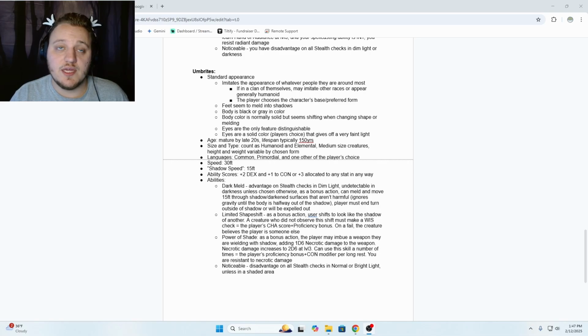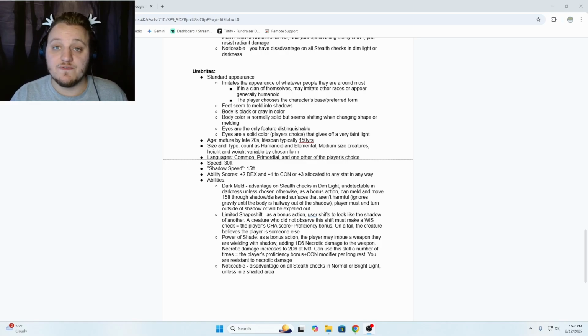So if the character prefers to look like orcs, that's what they are most comfortable with, then that would be their base form. Their feet seem to meld into shadows that they stand on, so it's hard to distinguish where the shadow ends and the Umbrite begins. Their body is black or gray in color. Their body color is normally solid, but seems shifting when changing or melding. So if they're changing shape or melding into shadow, you'll see kind of a morphing or almost liquid look to it, or maybe even a gaseous look.